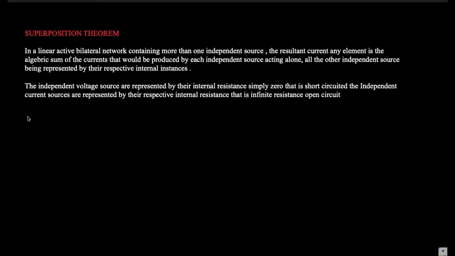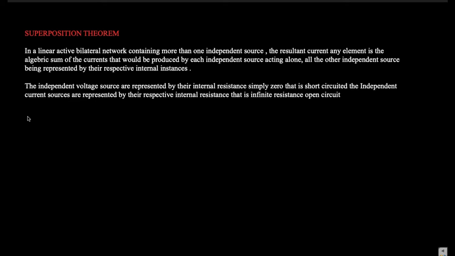If anybody can attend the class about these theorems in the AC network, they can comment to me and I will give it in the video.